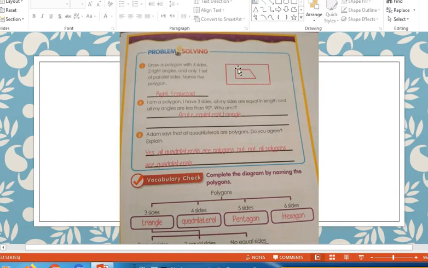Because it has just two parallel sides, and there are 2 right angles here, and there are 2 right angles here.